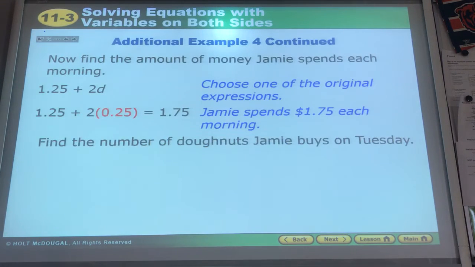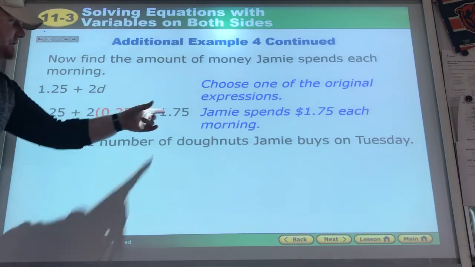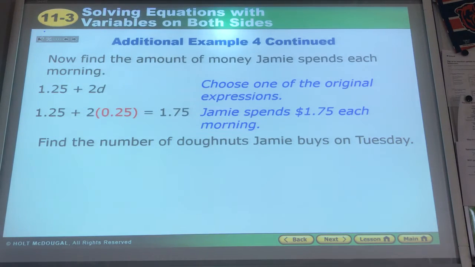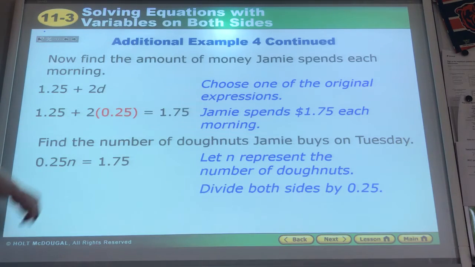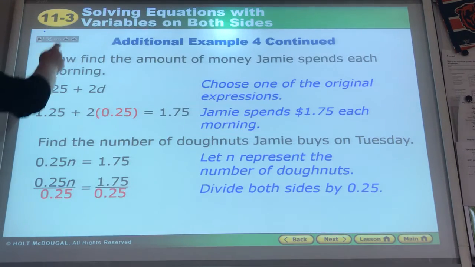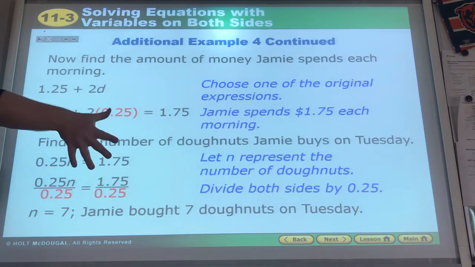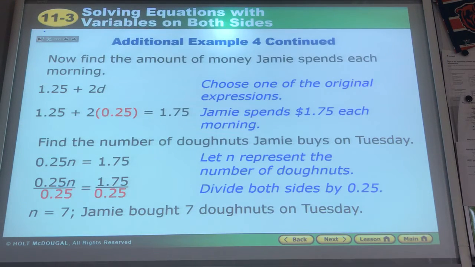Okay, so now we want to find out how many donuts he bought if he spent $1.75 and only bought donuts. So that means we let n represent donuts. Each donut costs 25 cents. We don't know how many donuts he got. Now we're ready to do the division. Divide by 0.25. And we're going to find out that he got 7 donuts. Oh, he bought 7 donuts on Tuesday. I hope he was sharing. Okay.